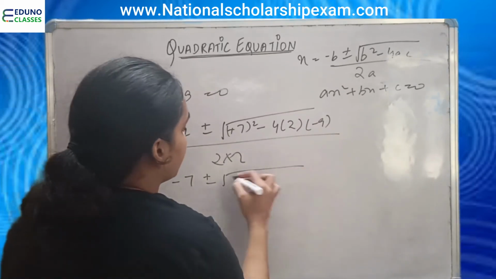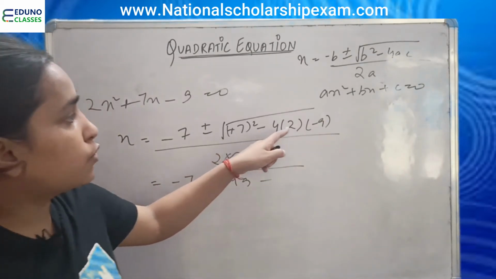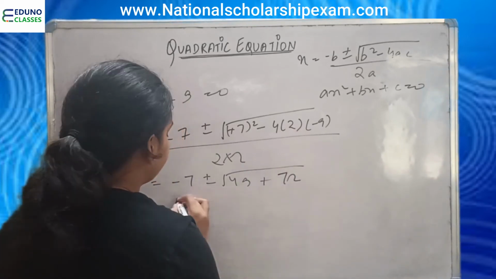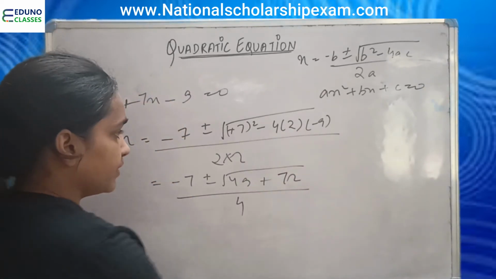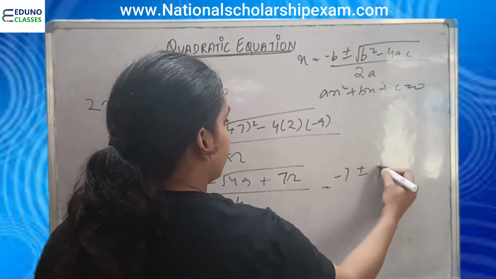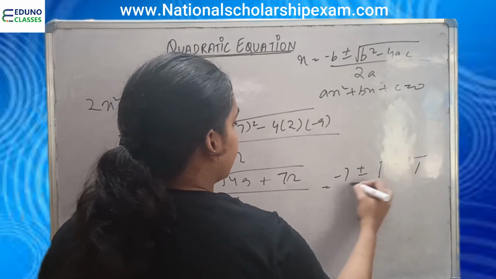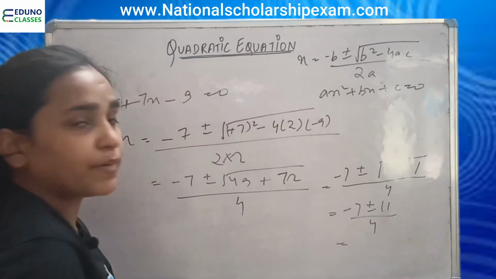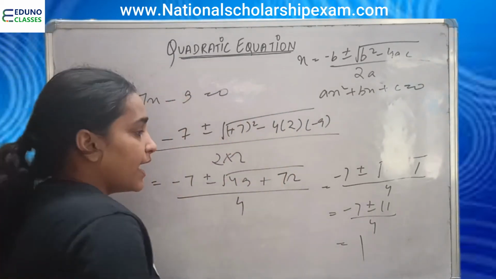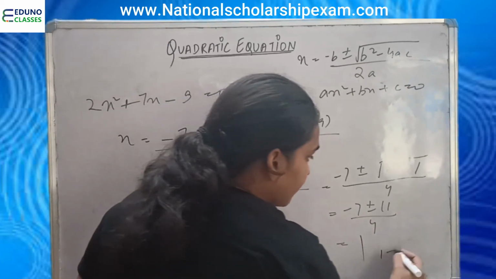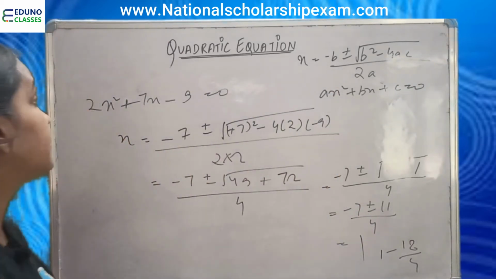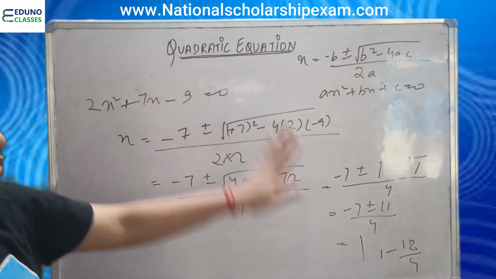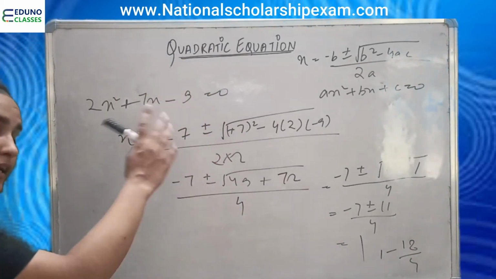Minus 7 plus minus root of 49 minus 4 into 2, 8, 8 into 9, 72, and 72 minus minus becomes plus. That gives me 121 under the root, which is 11, upon 4. Minus 7 plus 11 by 4 gives me 1, and minus 7 minus 11 by 4 gives me minus 18 by 4. So these are the roots of this equation. Put the value of x as 1, you will get LHS equals RHS. Put the value of x equals minus 18 by 4, you will again get the same value.